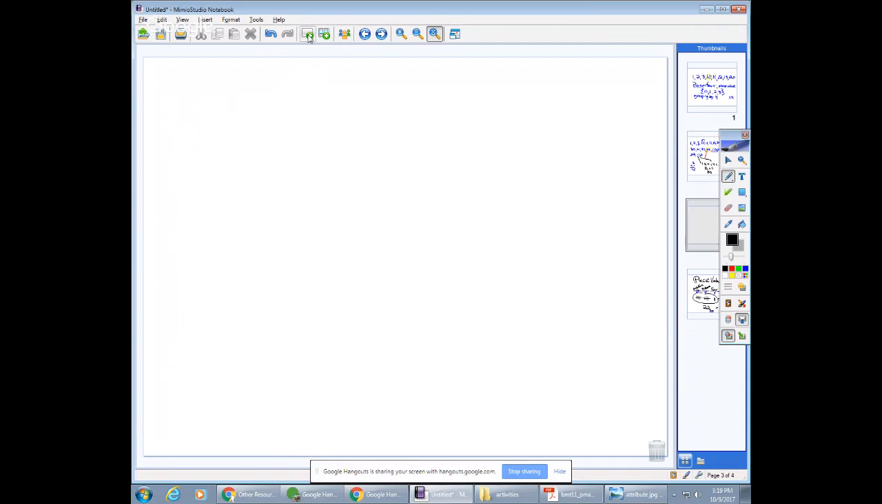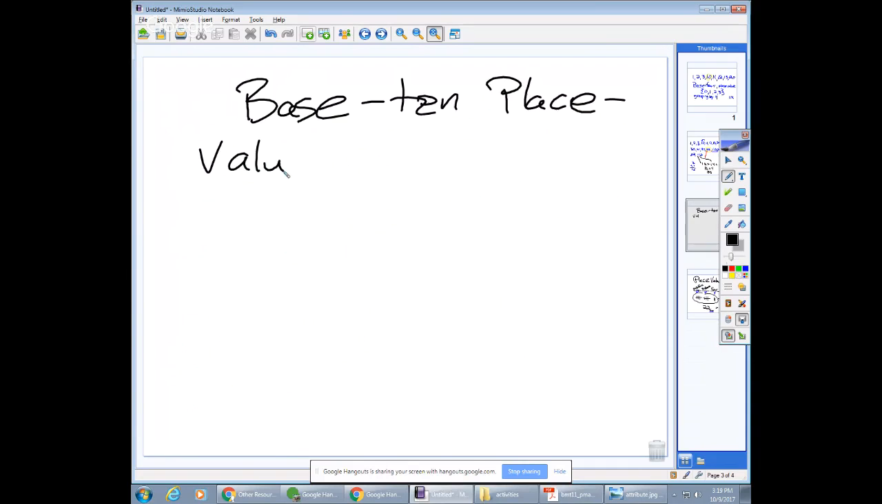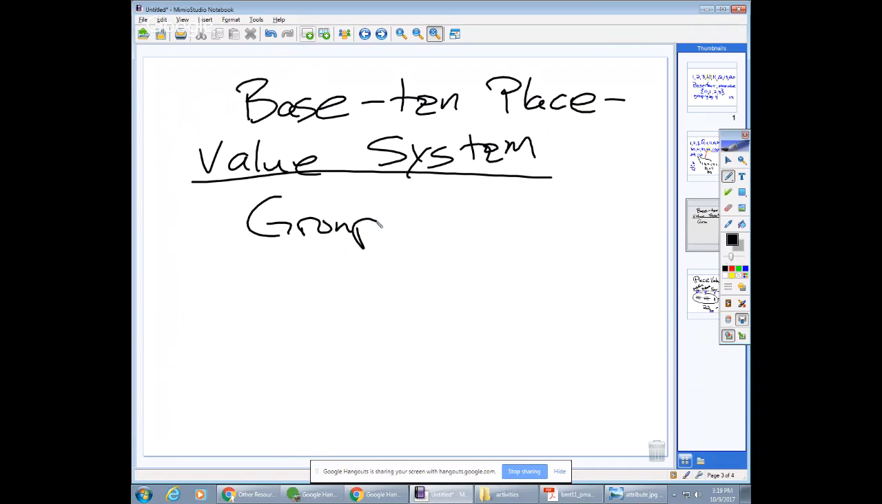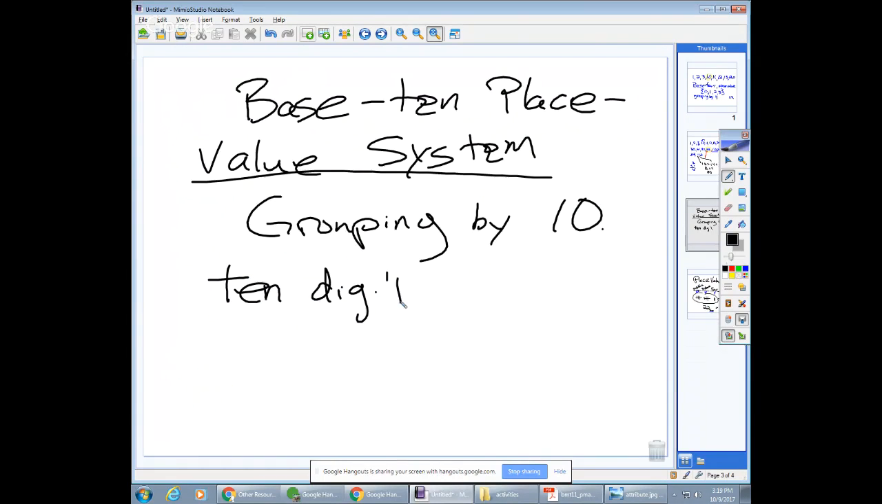All right, so let's go back to base 10 for a minute, which is our standard number system. In our base 10 place value number system, there are a couple of things we have to remind ourselves. We group by 10. It's all about grouping. Additionally, we have exactly 10 digits. Those digits are 0, 1 through 9.